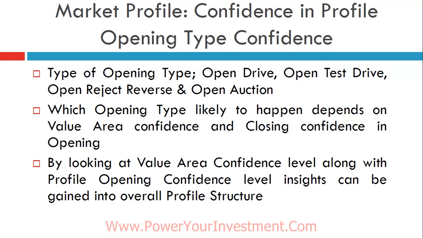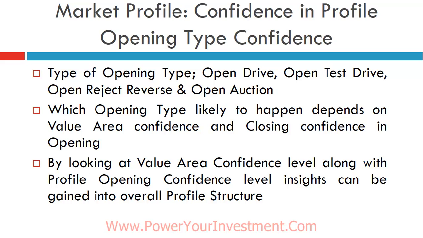Now why this is important is because let's say the value area has been trending up, and you suddenly get a gap up in the market again. The momentum is strong, so what kind of openings can happen? Either you can have an open drive, or if it's towards the fag end of the bull run, then you could have an open reject reverse. It will be very unlikely for an open auction to happen because the momentum is so strong.